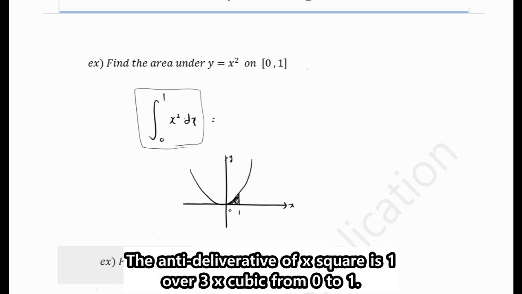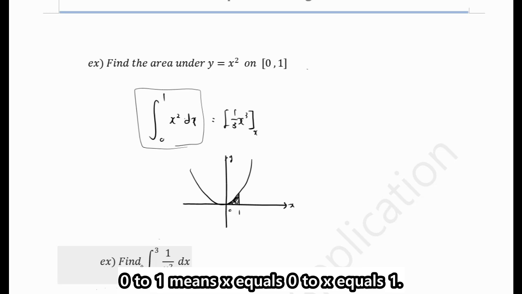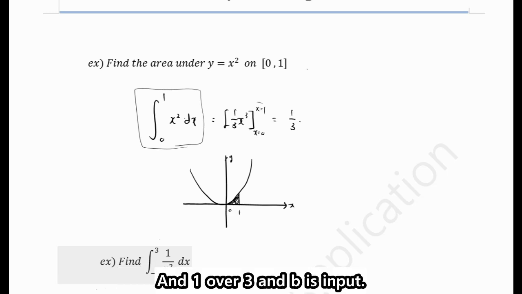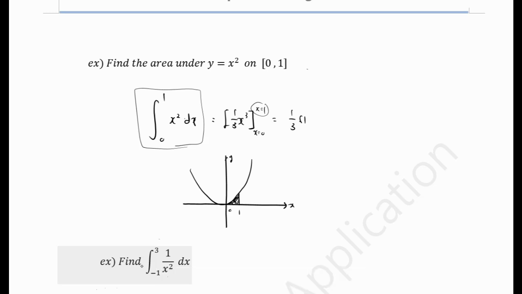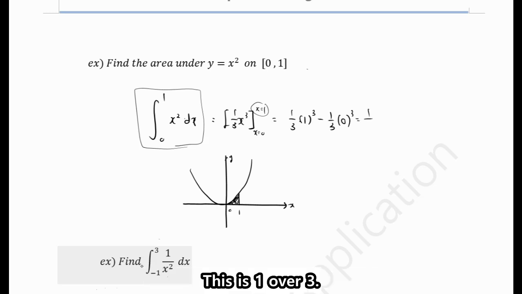So the antiderivative of x squared is 1 over 3 x cubed from 0 to 1. This 0 to 1 means x equals 0 to x equals 1, and 1 over 3, and b is the input. 1 cubed minus 1 over 3, 0 cubed. This is 1 over 3. The area is 1 over 3. Very, very simple.